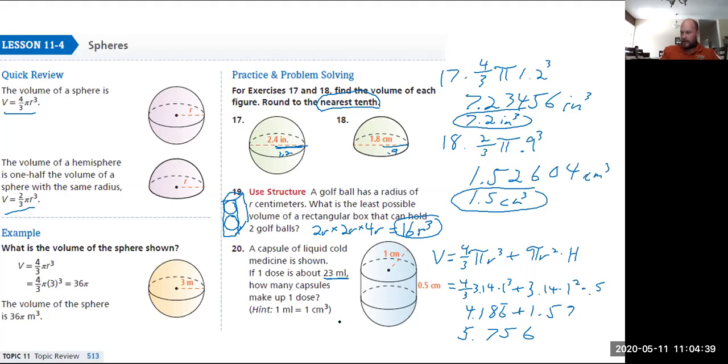So one dose is approximately or about 23. We need to divide 23 by that answer. So 23 divided by 5.756 is roughly 4 capsules. Again, the way we got that, I took the 23 divided by 5.756, and it gave us 3.995, which is very close to 4. All right.